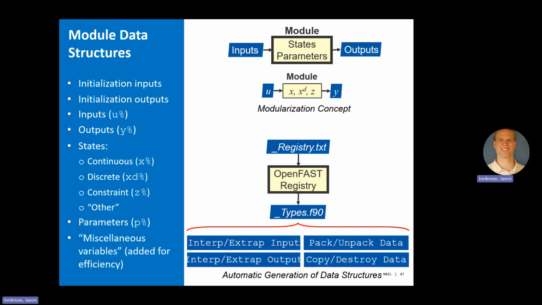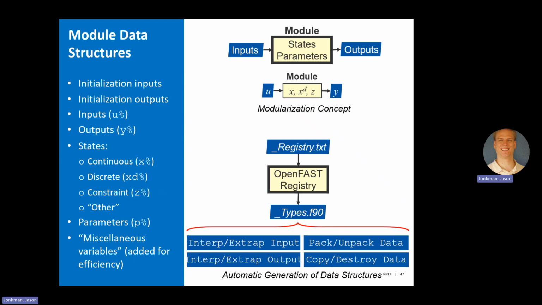These are the four main auto-generated routines in those types files. One is what we call interp extract of input. If you remember back in the first session, we talked about the first step in the algorithm being to extrapolate inputs out into the future. To do that, we have this auto-generated routine that does the extrapolation for whatever inputs were defined in the registry. A similar routine exists for outputs.